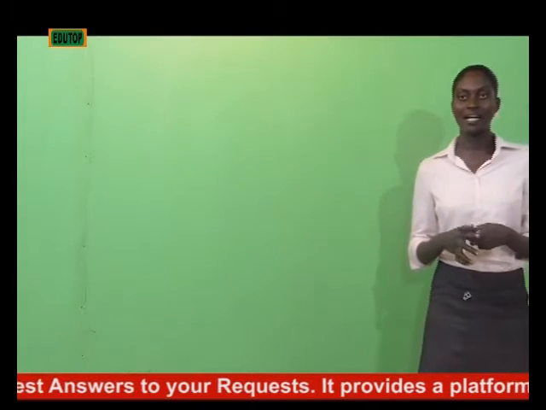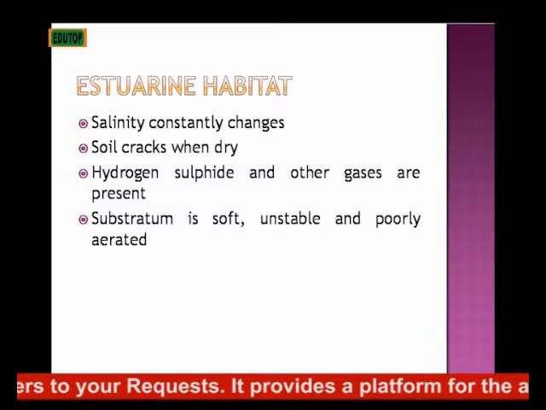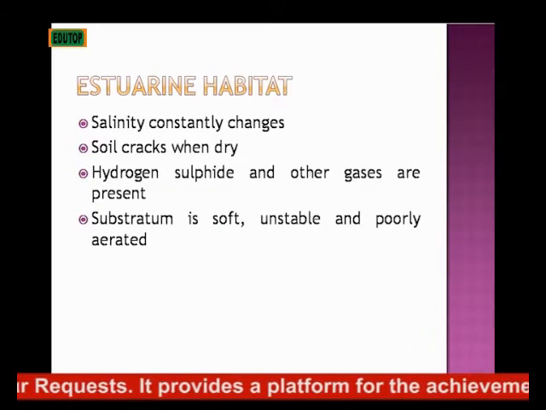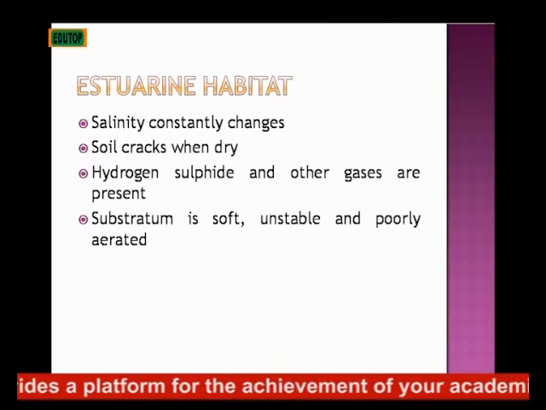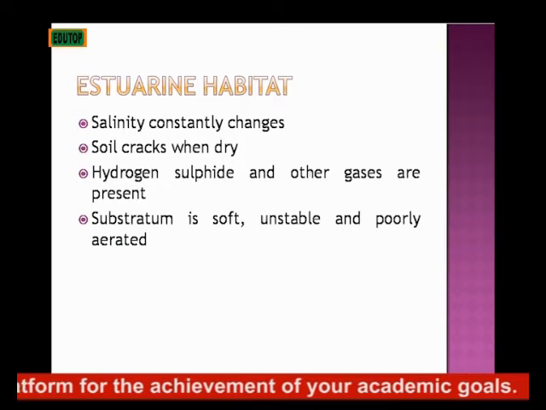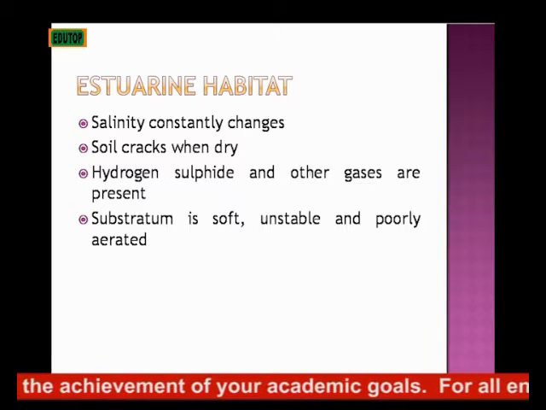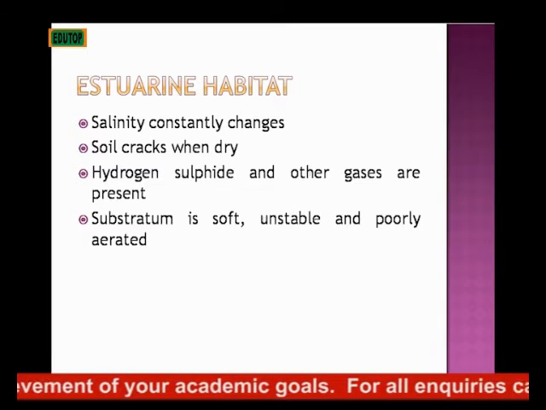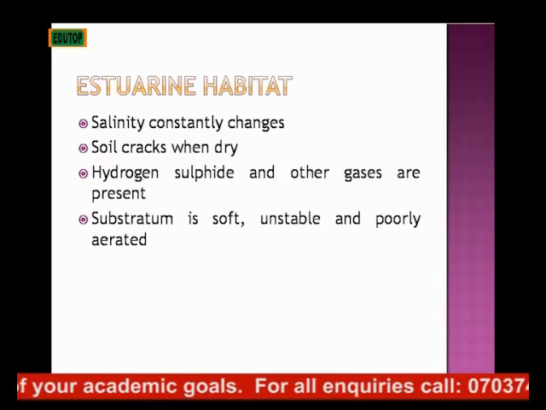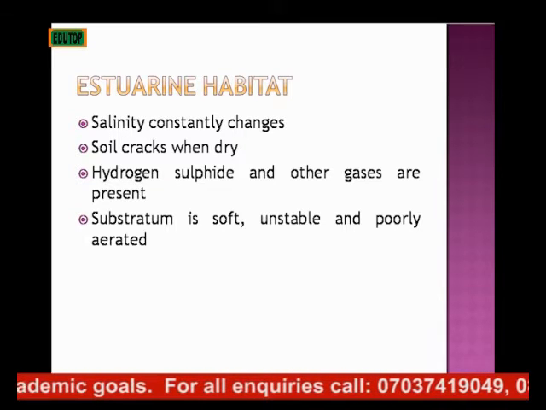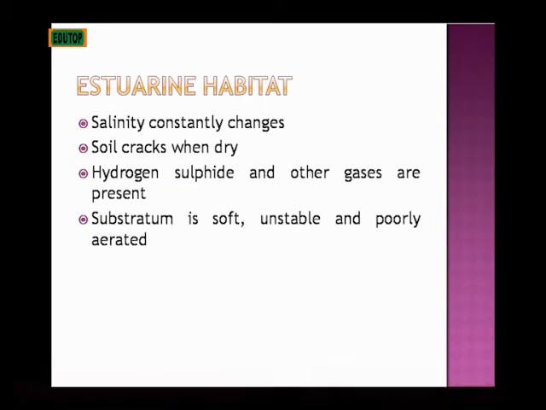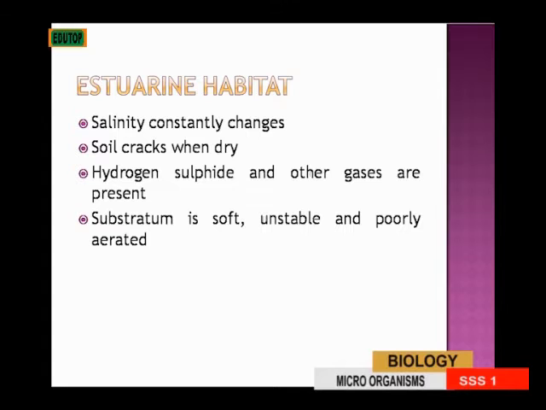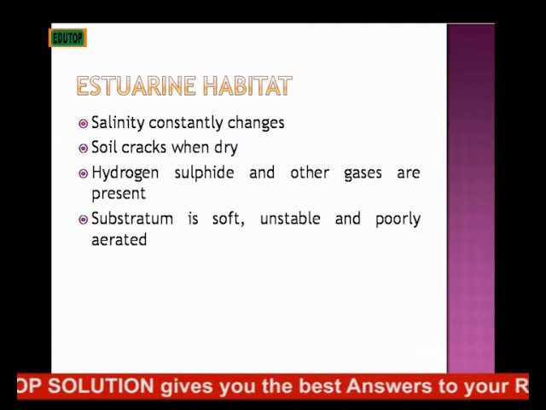In estuarine habitat, the salinity constantly changes, so there is no stability of salinity. Then when there is dryness, the soil cracks. When there is no water, the environment is harsh, then the soil cracks. Then you have hydrogen sulfide and other gases present in the estuarine habitat. Also, you have the substratum being soft, unstable, and poorly aerated.